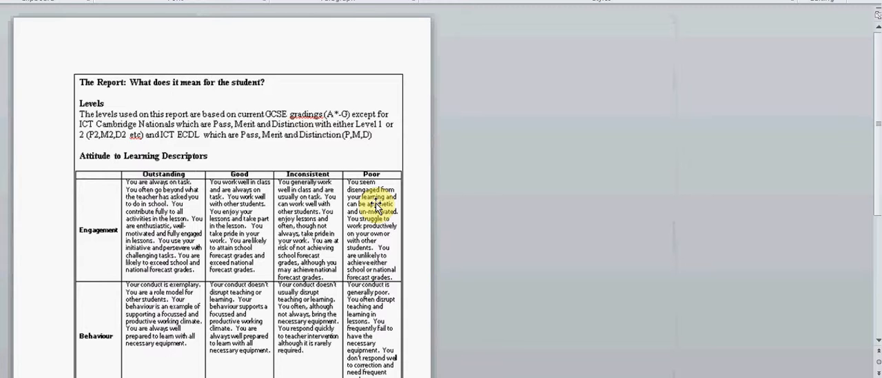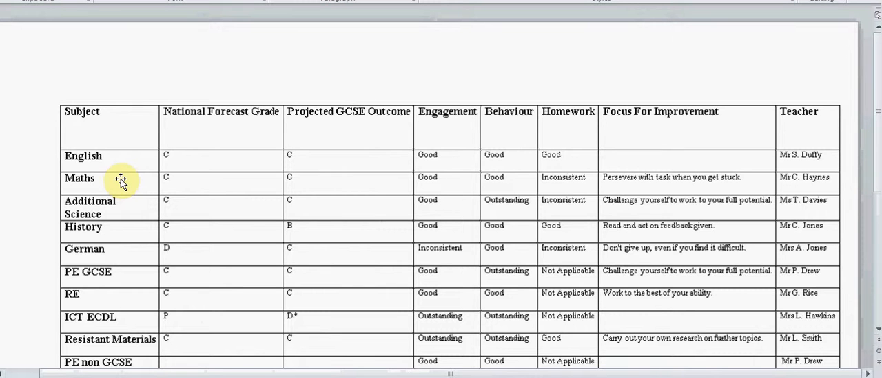The bit I really want to explain is the main section of the report, which is on the inside of the report here. We always list our subjects on the left hand side, and we have the teacher for that student on this side down here. Okay, so the attitude to learning descriptors sit in the middle part of the report here. We've just discussed those briefly. You can go back and look at what those are.